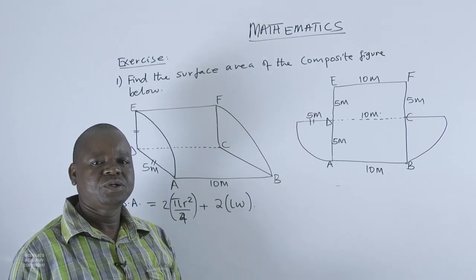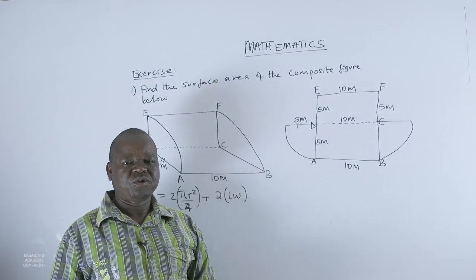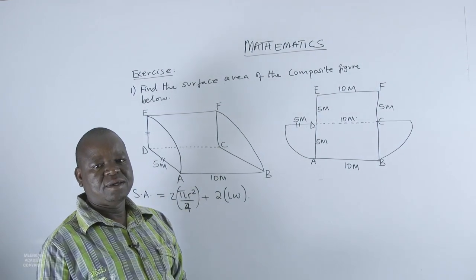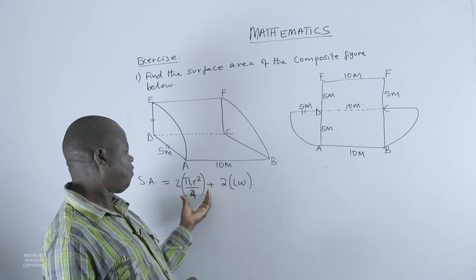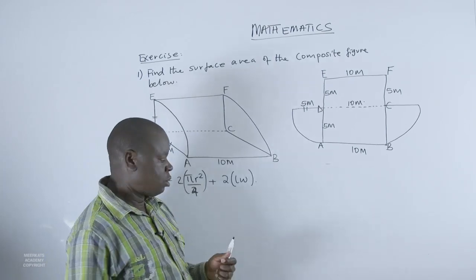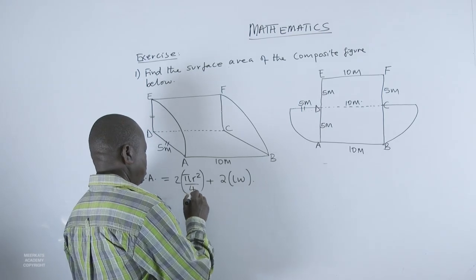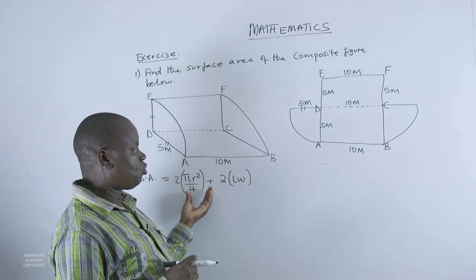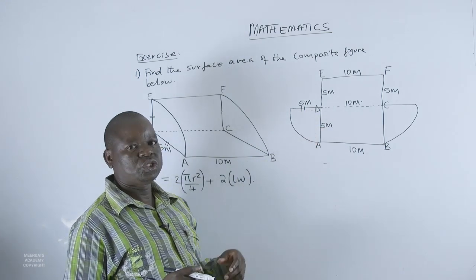And as you remember, in our previous lessons, we had developed the formula for calculating the area of a quadrant. And a quadrant is basically a quarter of a circle. So that means we get the area of a circle and we divide by 4. And because they are two such similar quadrants, we multiply by 2. The radius of those quadrants are 5 meters each.